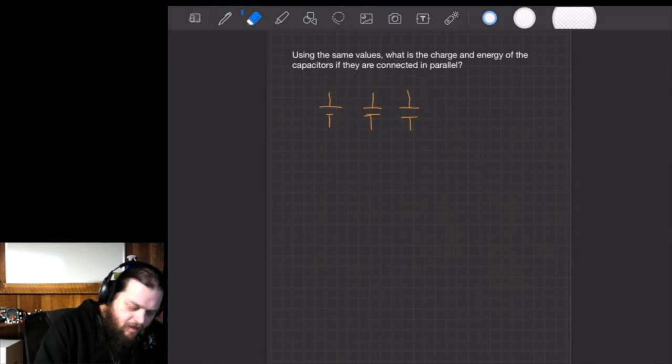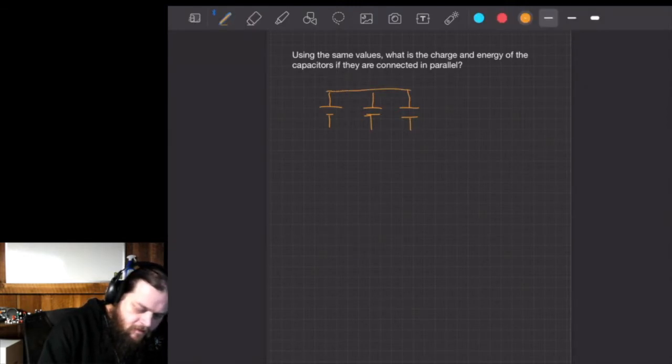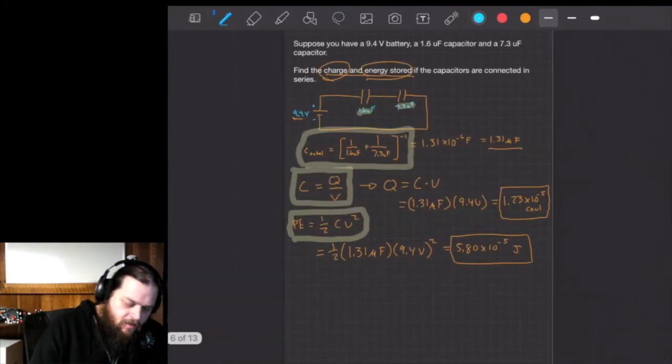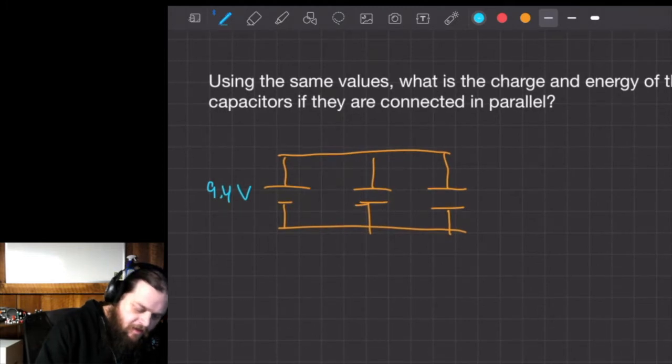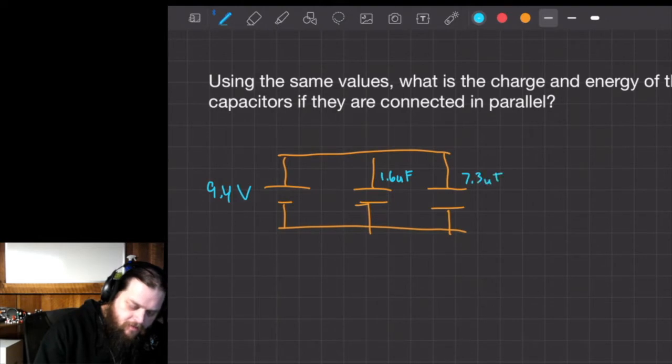I had too many lines on there. I wanted to do it like this, where this is our voltage supply on the left. This is still 9.4 volts. And the values for our capacitors were 1.6 and 7.3. So this is 1.6 µF, and this is 7.3 µF.